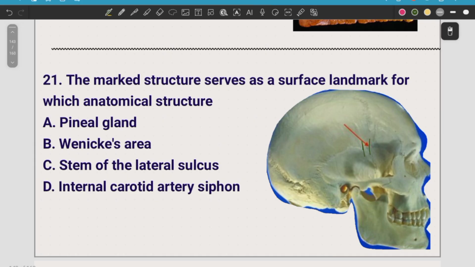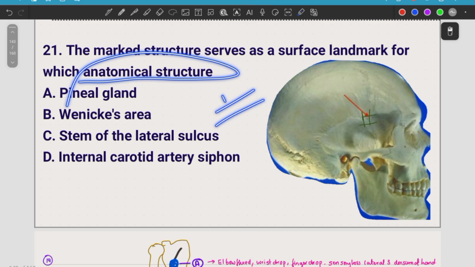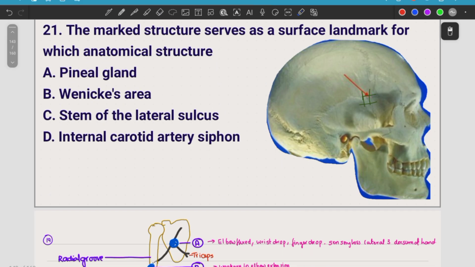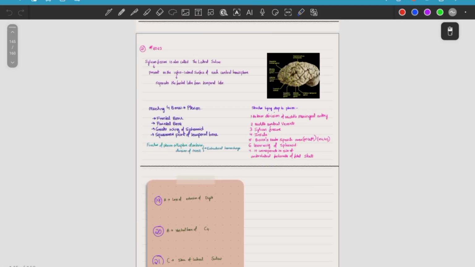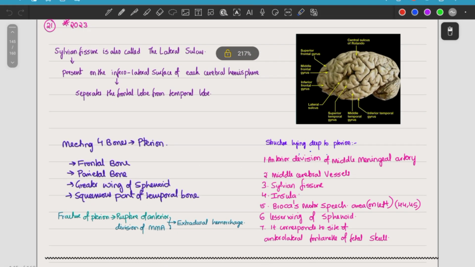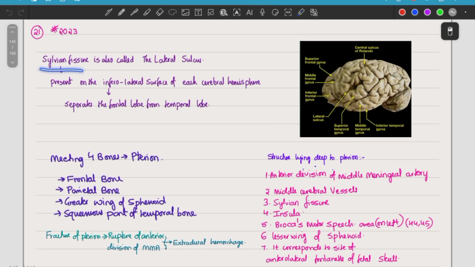What is this? This is the pterion. The marked structure serves as a surface marking for which anatomical structure? This is the repeated question, okay? That is, here which sulcus will come? Sylvian sulcus, which is also called the stem of the lateral sulcus. This question has repeated many times. You can see Sylvian fissure is also called the lateral sulcus.